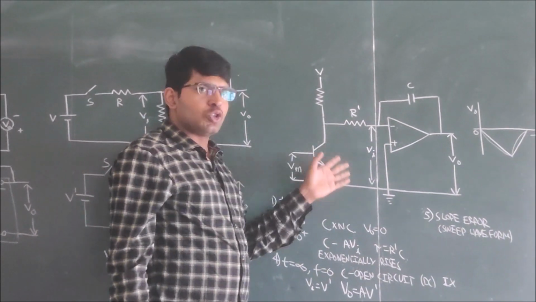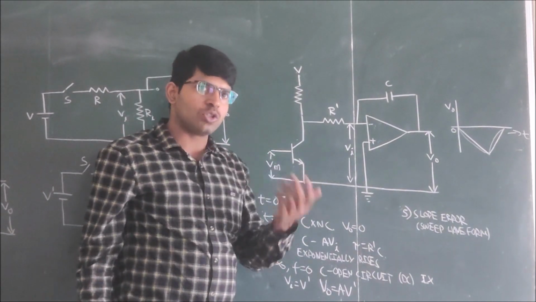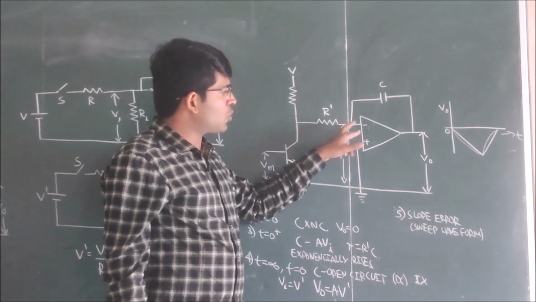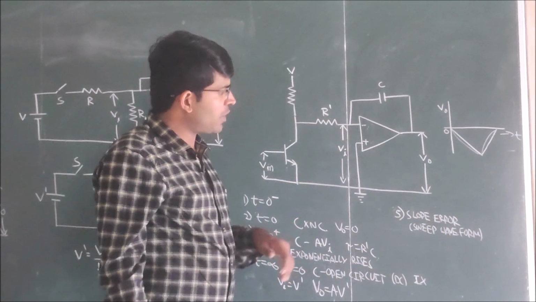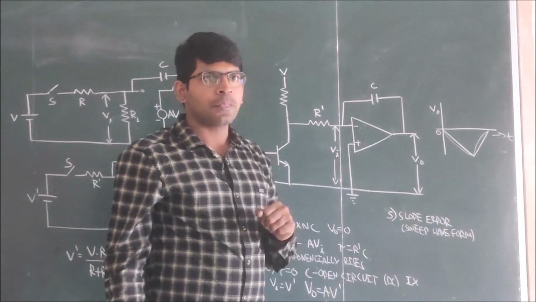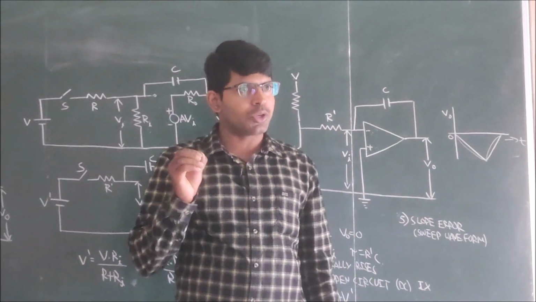At t is equal to 0, we have discussed the capacitor is not charging, so V naught is equal to 0. At t is equal to 0 plus the capacitor slowly charging. Because we have connected the input to the inverting terminal of the operational amplifier, we will observe the output sweep in the negative side. This is how op amp based Miller sweep circuit will work.